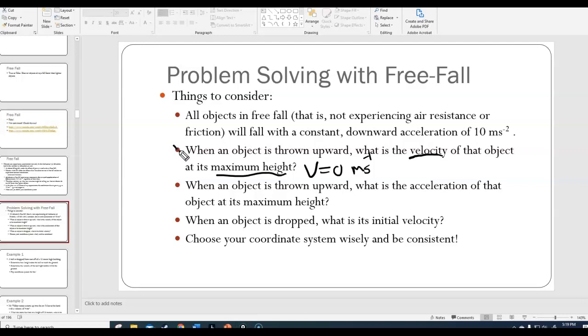Now the second point I want to point out is, when an object is thrown upwards, what is the acceleration of that object at its maximum height? So see if you can figure this one out. When an object is thrown upward, what is the acceleration of that object at its maximum height?